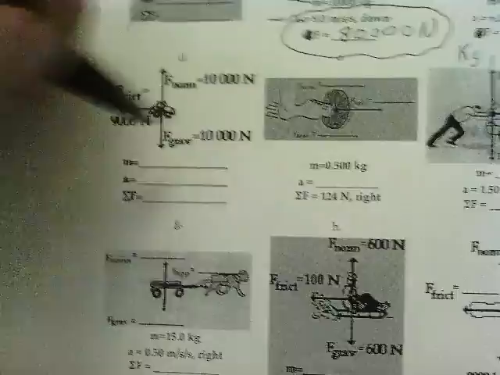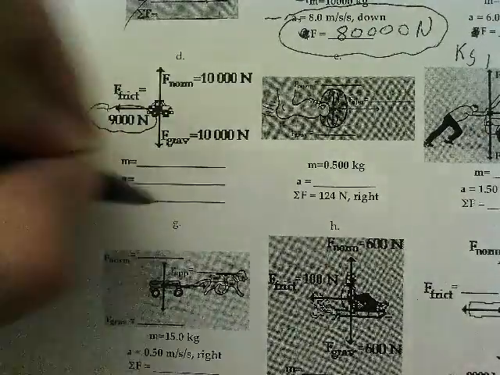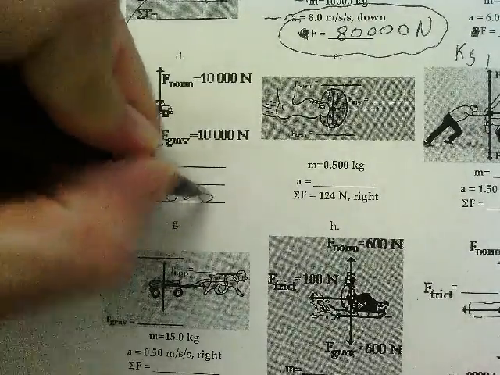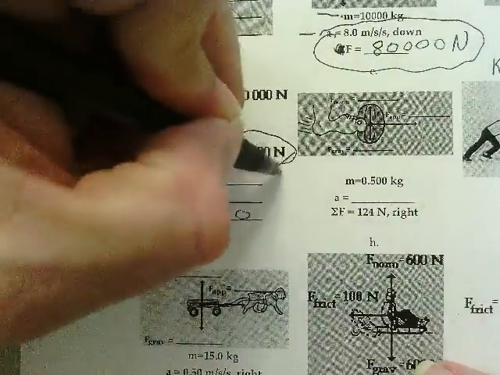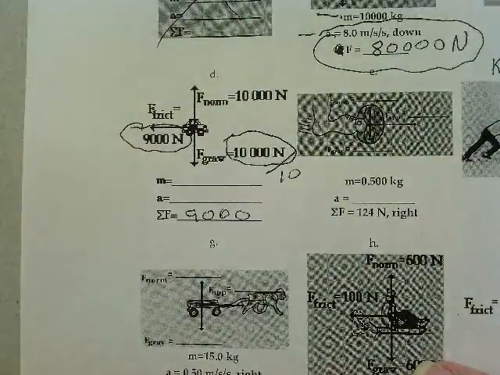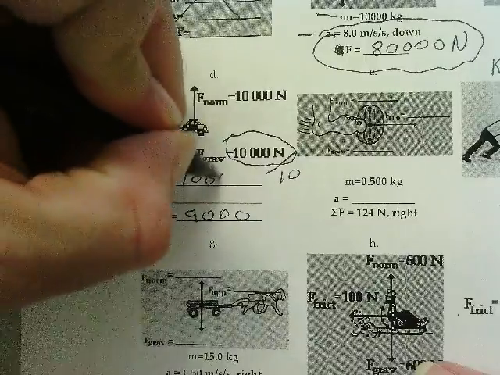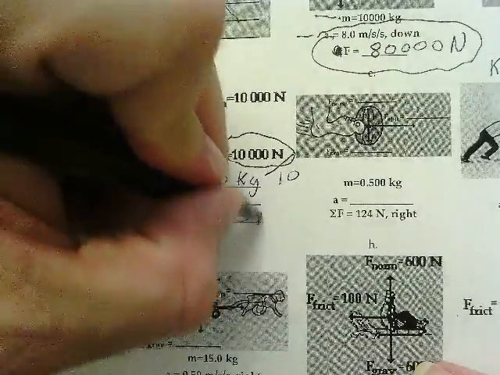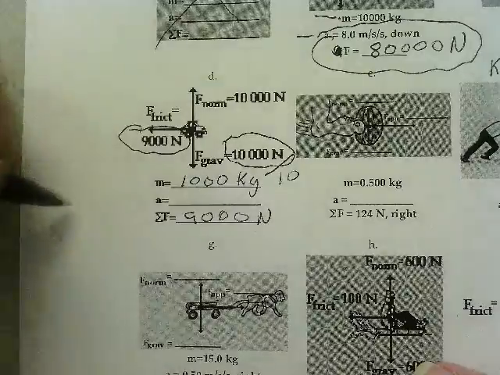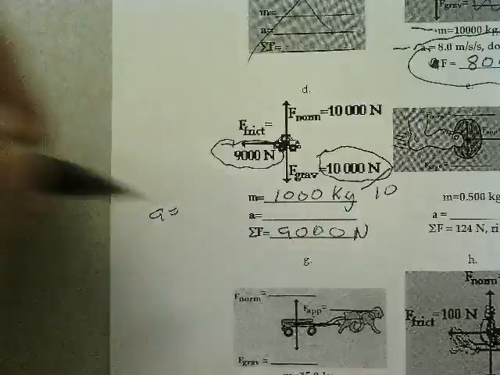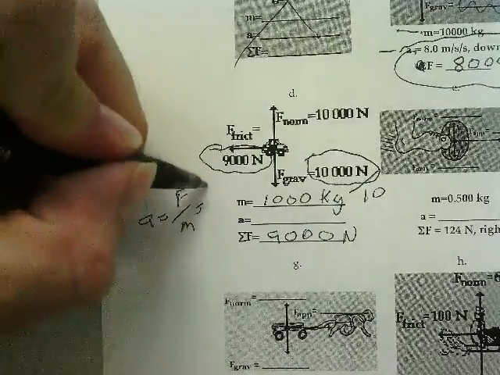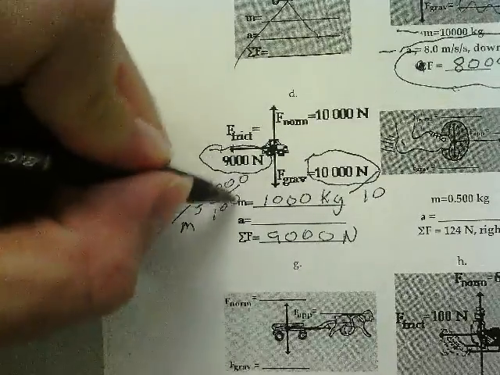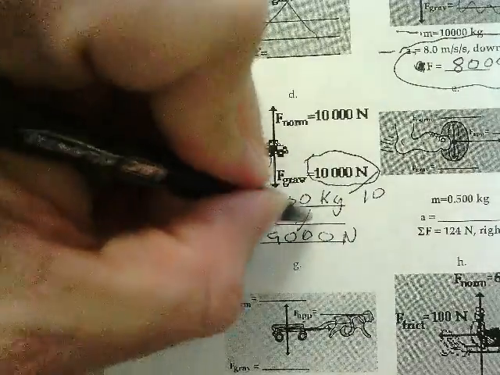All right, so this one, well, we do have the force here, but we don't have a mass. But where can we get a mass? We have the weight, because remember, weight is mass times gravity. So all we do is divide by 10, and we get 1,000, so our mass is 1,000 kilograms. And this is 9,000 newtons. To find acceleration is force divided by mass. So 9,000 divided by 1,000 is 9, so we have 9 meters per second squared.